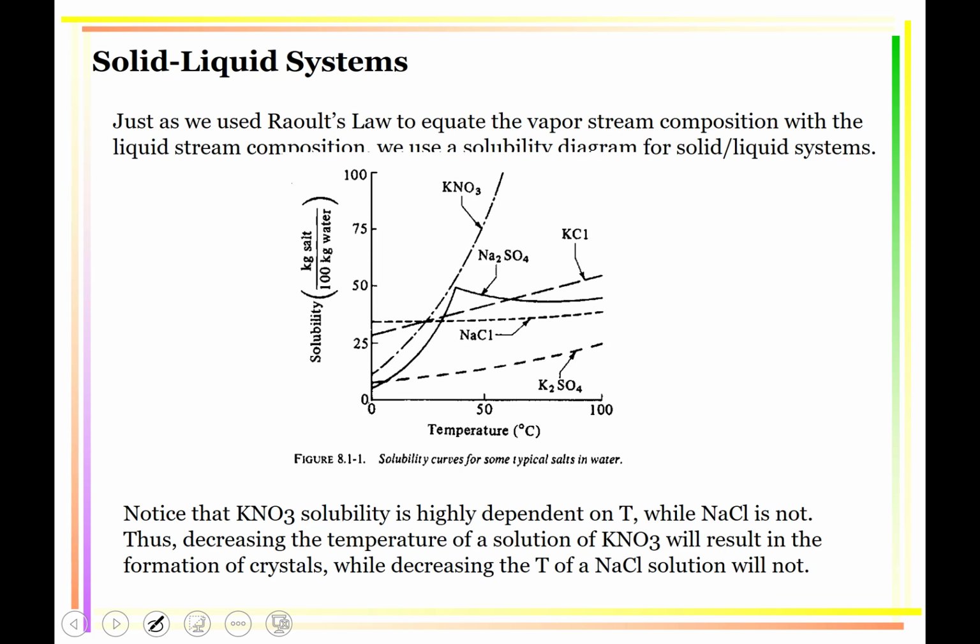So here is a solubility diagram. And what this shows you is the solubility. Note that the units here are not mass fraction, but they are kilograms of salt per 100 kilograms of water. And here it shows you how some of these salts, sodium chloride, for example, the solubility does not depend much at all on temperature. So you increase the temperature and you increase the solubility ever so little. But something like KNO3, if you increase the temperature, the solubility increases dramatically.